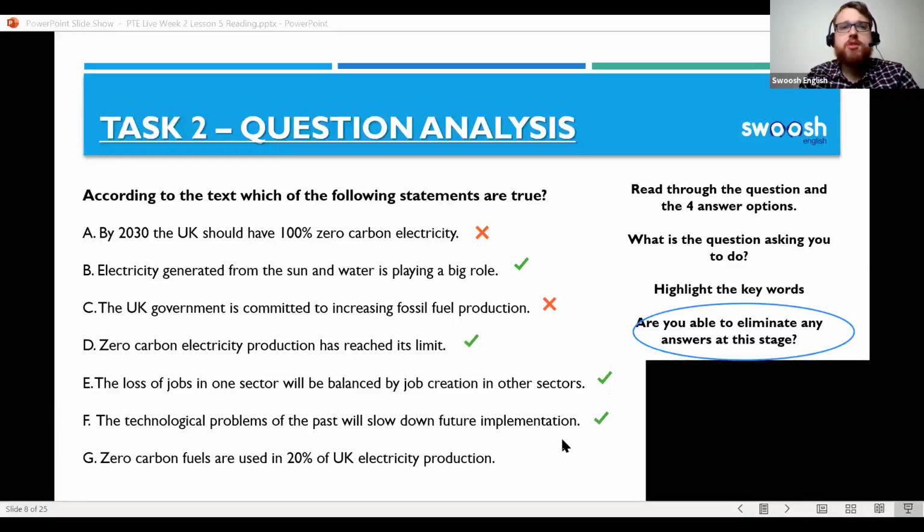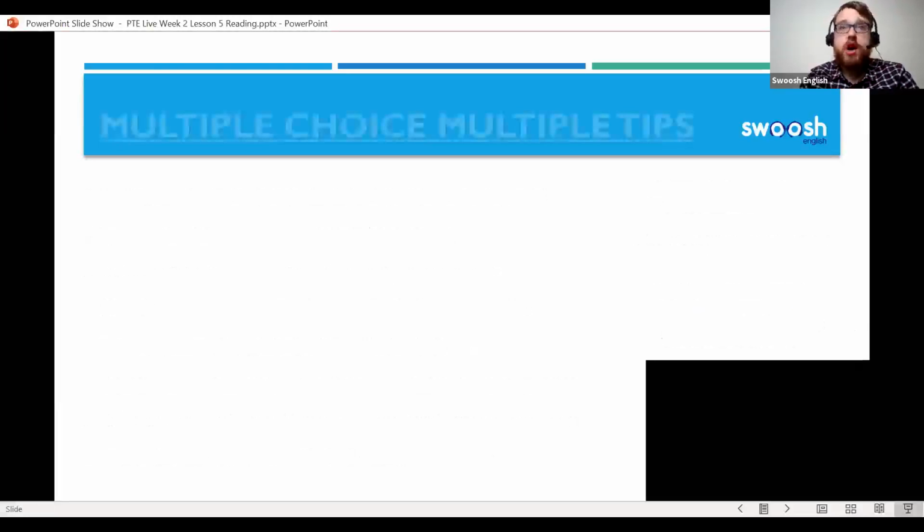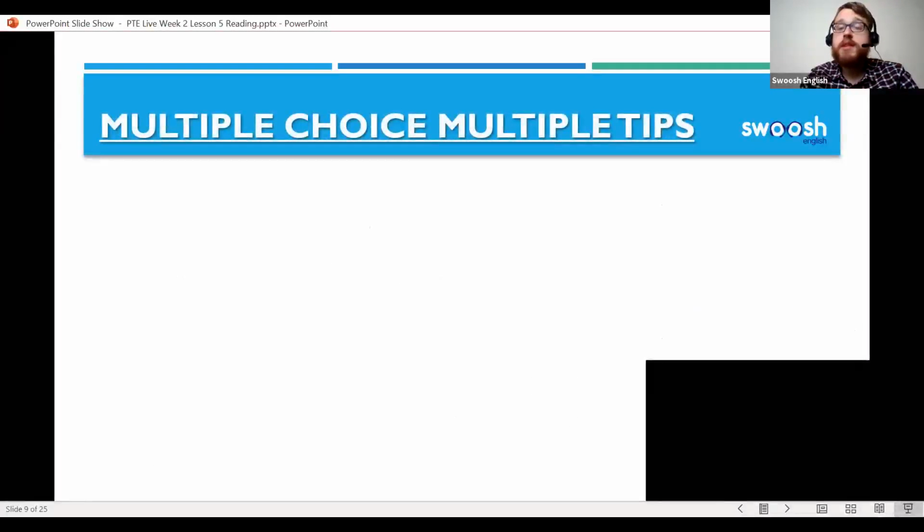And then finally, zero carbon fuels are used in 20% of UK electricity homes. Yeah, we know obviously that it's still in the minority, but this figure is increasing. So I'm going to put that as a potential answer. So 2 have eliminated already from this brief reading, and 5 that I think could be potential answers. Remember, this is only my opinion. We still need to assert whether these answers are correct or not when we do our reading with our passage. All right. Now we've done that, let's get into our multiple choice, multiple answer tips.